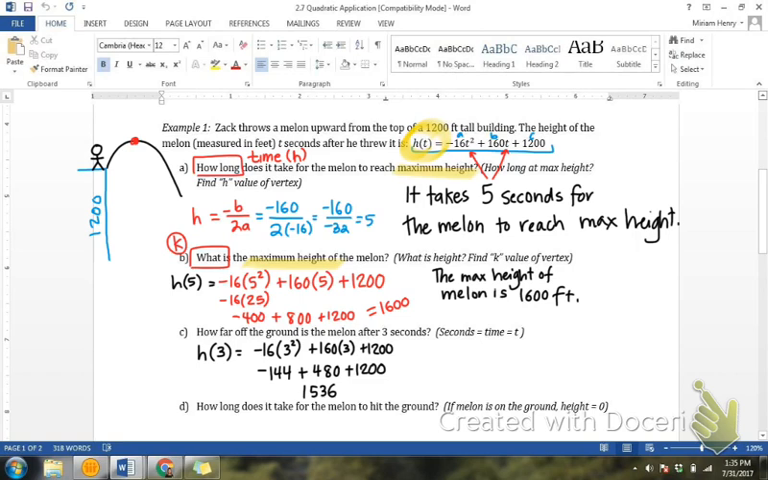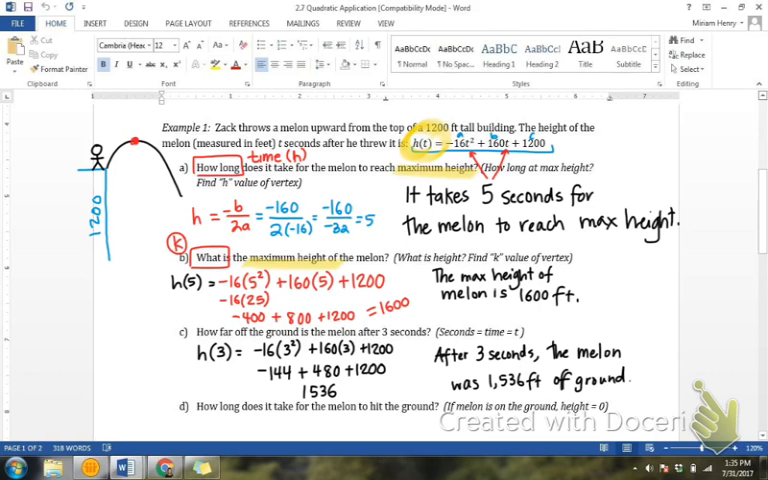Perfect. So after 3 seconds, so we're restating the question. The melon was 1,536 feet off the ground. Good. After 3 seconds, the melon was 1,536 feet off the ground. Okay, any questions about that?